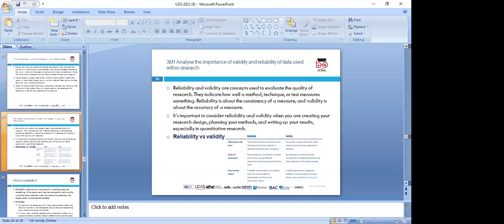It is important to consider reliability and validity when you are creating your research design, planning your methods, and writing up results, especially in quantitative research. Quantitative research means quantify, okay?